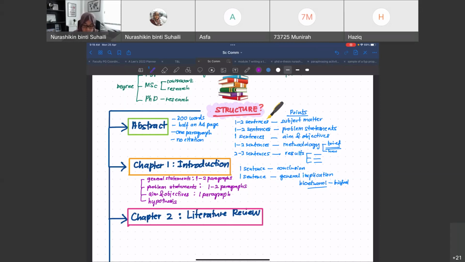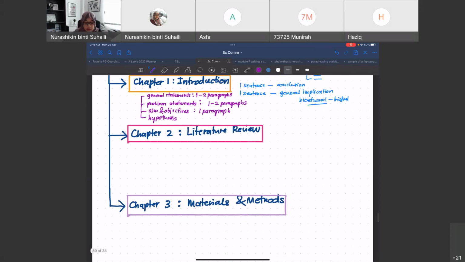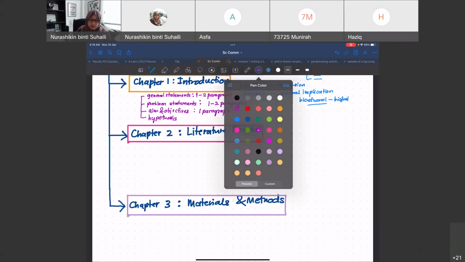Chapter two, literature review. I think it's about the same as the proposal. It's a chapter where you gather all the comparison of what you have read. That's why it's called review. Literature means from the past. Literature means the articles that you have read. So in this chapter, you are going to discuss and present what you have read, actually. And the same practice as the proposal.